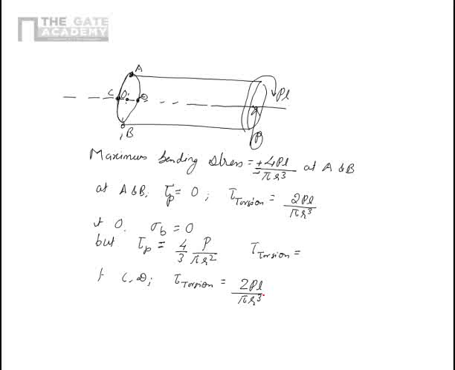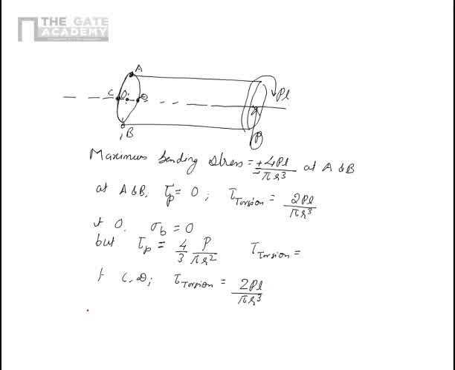So now we have two conditions. We have rather two locations. We have locations A and B where the bending stress is high, but there is no direct shear stress. There is only torsional shear stress. We have points C and D where there is no bending stress, but there are two shear stresses. And at point O, there is only direct shear stress.